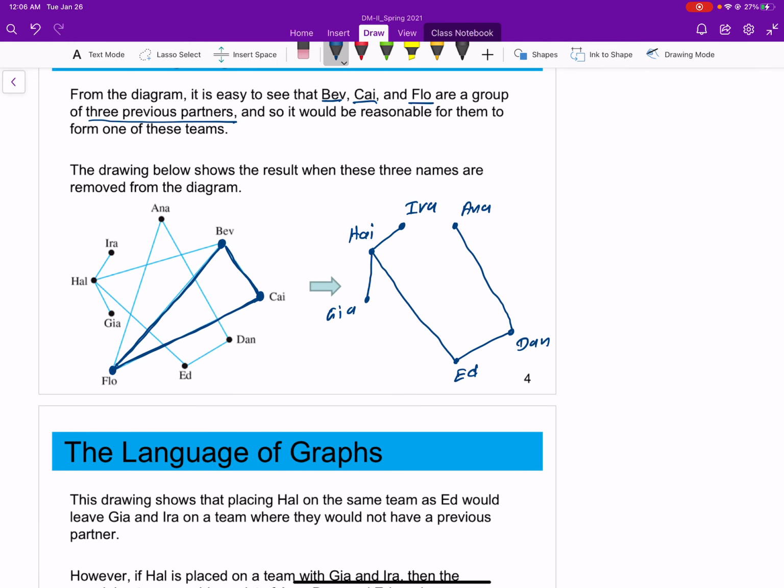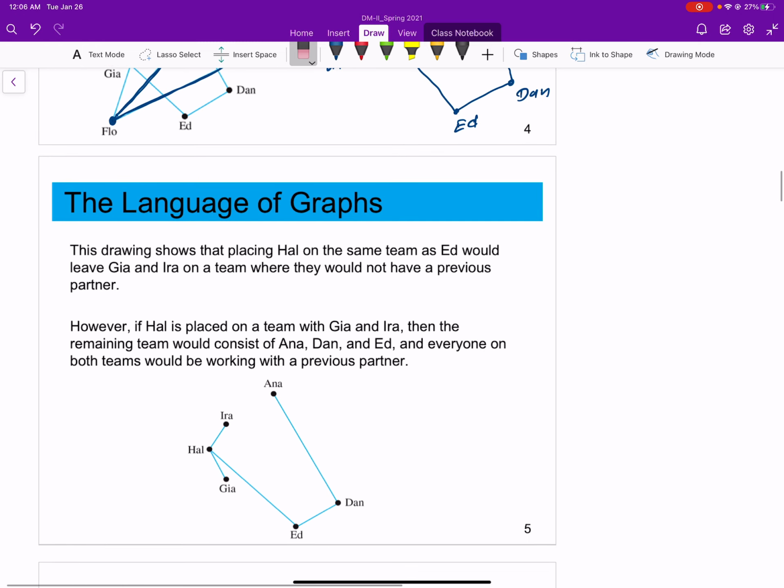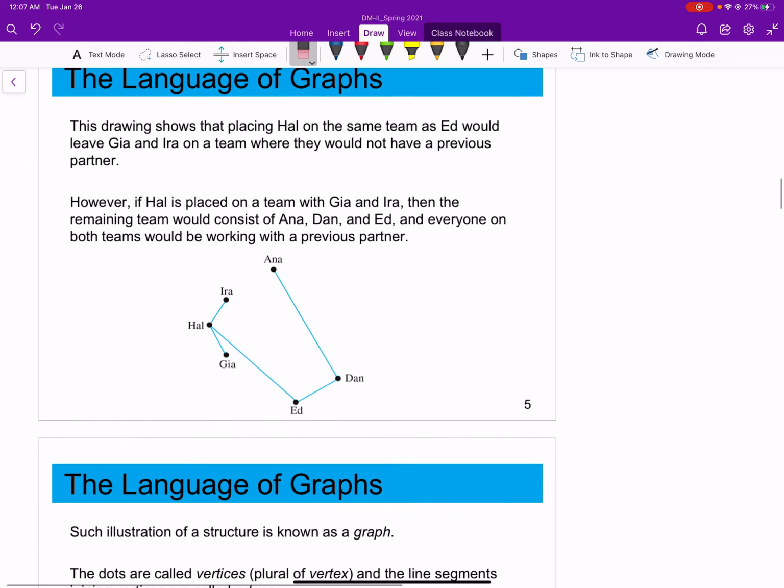Okay, so the diagram below shows the result when these three names are removed from the diagram. So this is the case when you remove these three people from the diagram. All right. I'll go down. This drawing shows that placing Hi on the same team as Ed would leave Gia and Ira on a team where they would not have previous partners. So this is what we have.